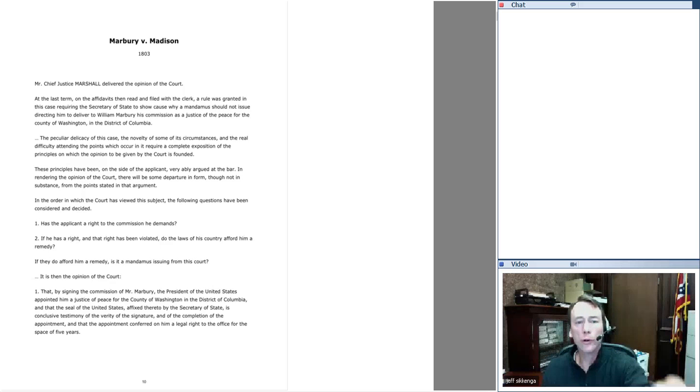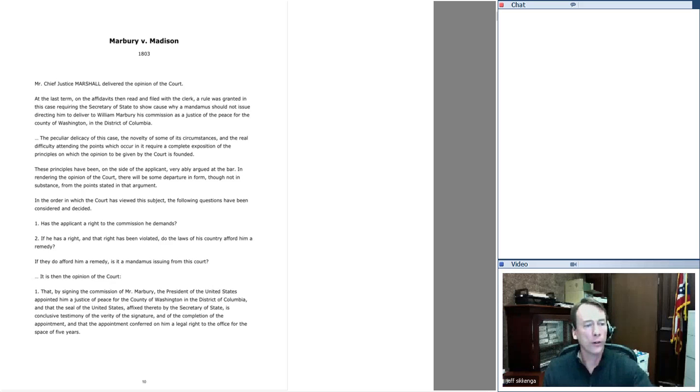Marbury sues James Madison, the new Secretary of State, for his commission. He says, look, Adams signed it, Adams sealed it, it's mine, I deserve it. And he sues Madison under Section 13 of the Judiciary Act of 1789, which basically created the federal court system. And that Judiciary Act gave the power to the Supreme Court to issue what's called a writ of mandamus.